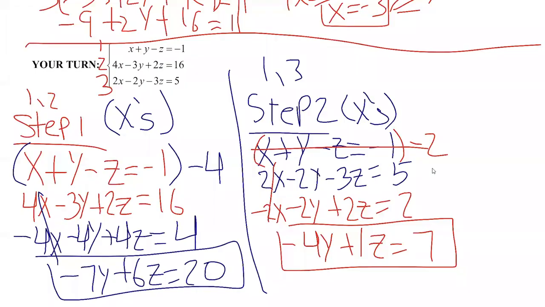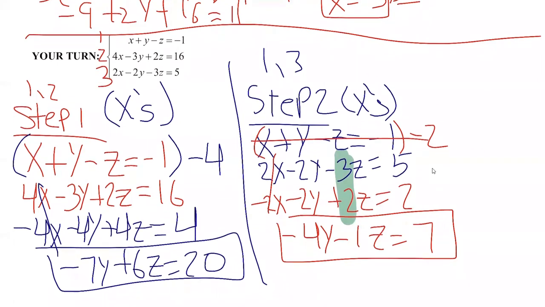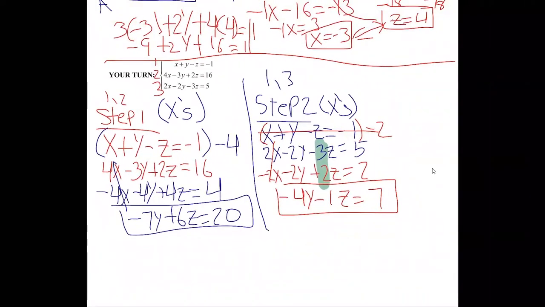And oopsie daisy, I made one error. -3z plus 2z would have been minus 1z. So sorry, I noticed something was off, so I paused the video. That's when I made a mistake when I was combining these. So that should be our second equation. So sorry if you were looking at that when I was writing that down and like, no, it's wrong.